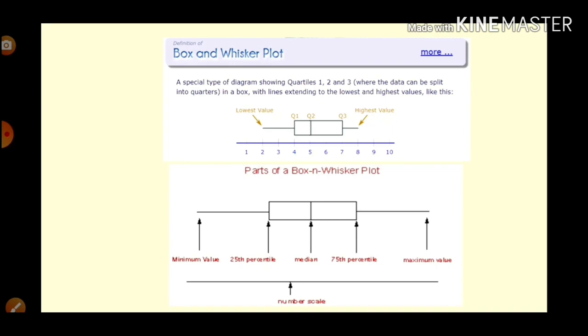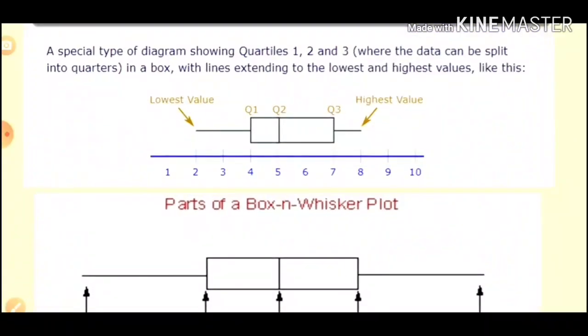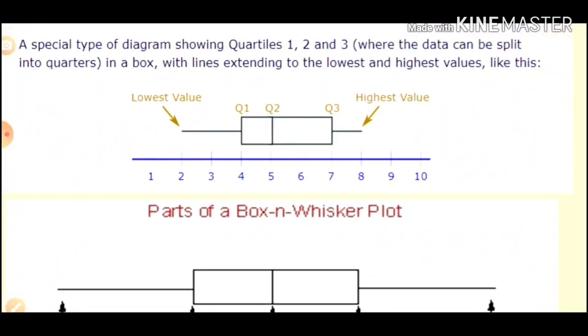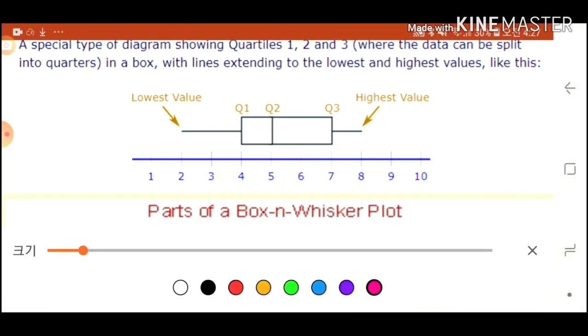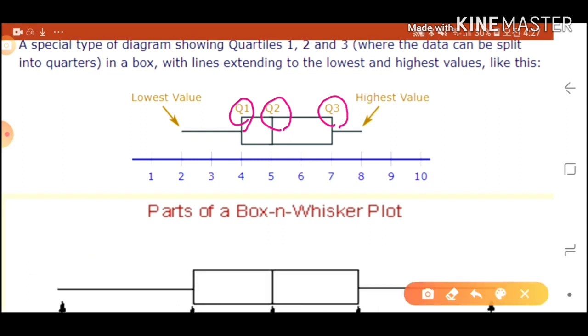Today let's go over how to analyze and compare box and whiskers. If you have a look at this, a box and whiskers includes the lowest value, the highest value, and the median. What is the median? It's a middle value, right? So the median is Q2 over here, representing the middle value. Lower quartile is Q1. Upper quartile is Q3. What do lower and upper quartiles mean?